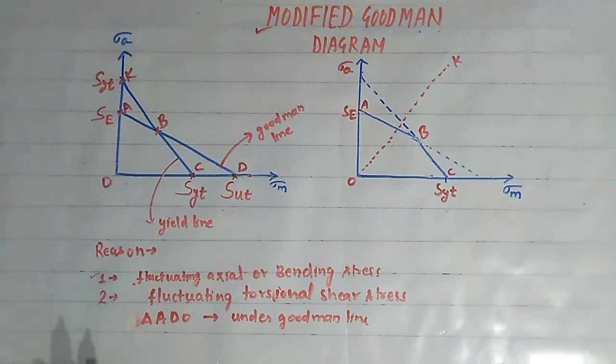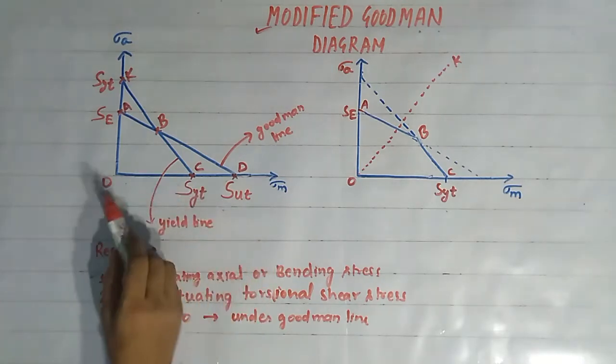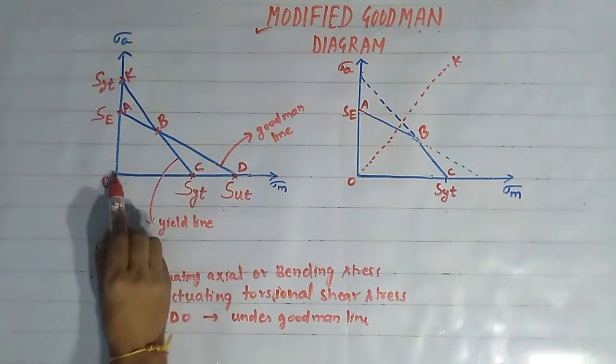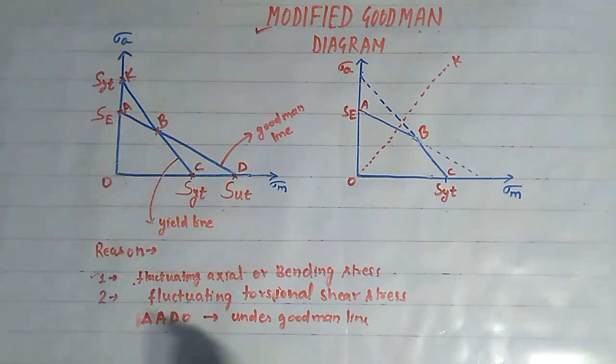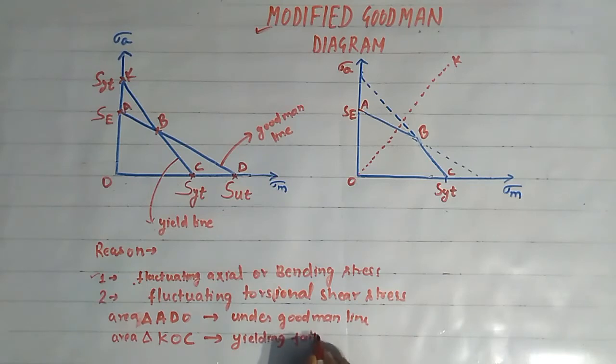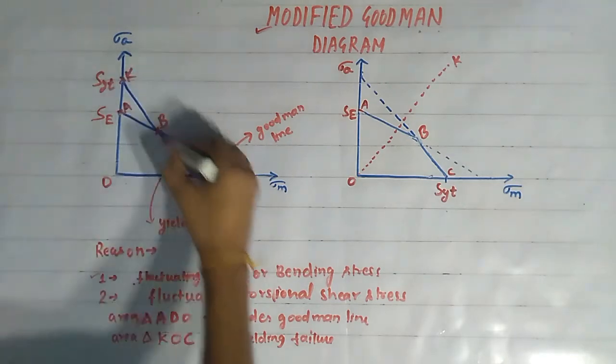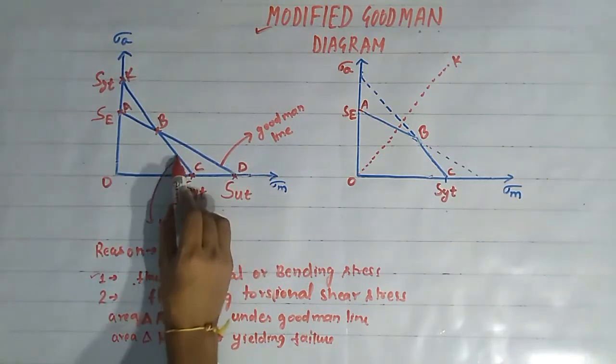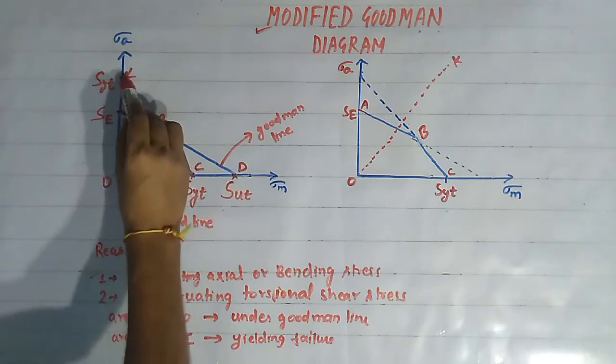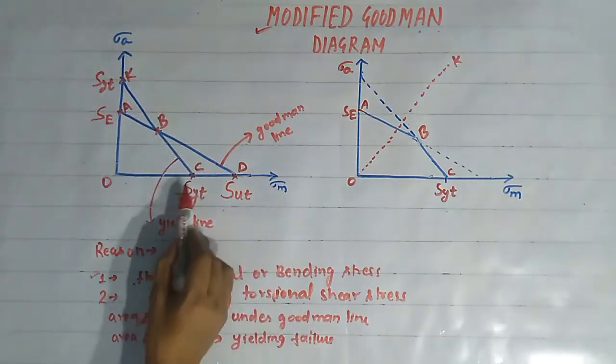Now friends, see area KOC. Area KOC, that is the area of triangle KOC, is safe under yielding failure. Why? Reason is that because it lies under yield line. This is the yield line, see, this is the yield line. And this area of the triangle KOC is completely lying under this yield line.